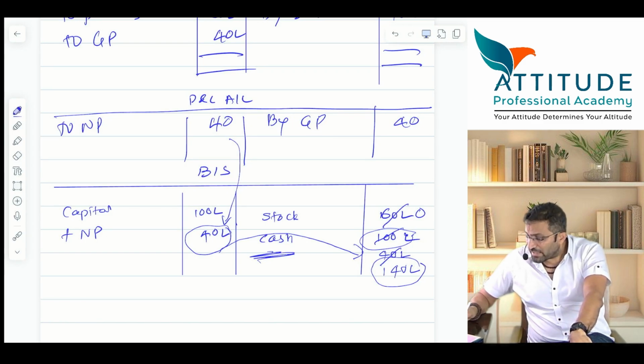I once again repeat, net profit is reflected in your current assets. Cash is a current asset.